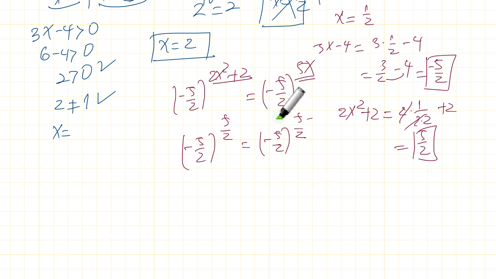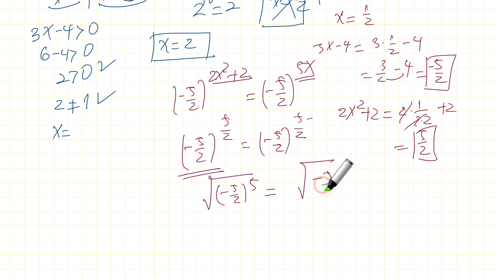The thing is, it doesn't make sense having a negative number to the power of a fraction. I don't know if you remember, but from here we're going to have imaginary numbers, because if we write it differently, we're going to have the square root of minus 5 over 2 to the power of 5, and we don't want imaginary solutions. So x equal to a half is not a solution.